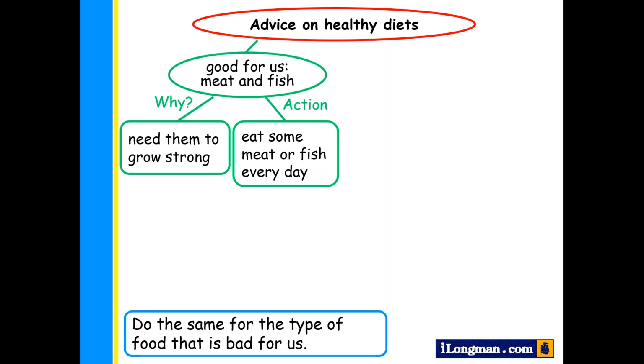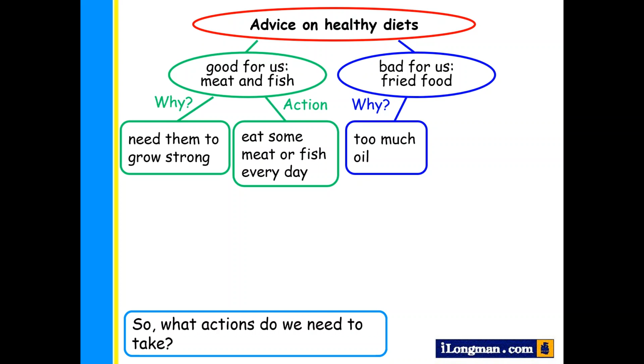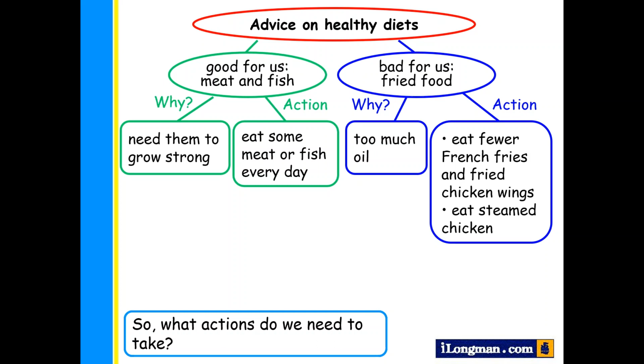How about bad food? We pick fried food. Why is fried food bad for us? Because it has too much oil. And what do we need to do? We need to eat fewer French fries and fried chicken wings. What's more, we need to eat steamed chicken.